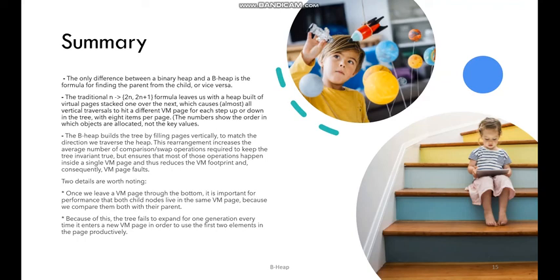Whereas the B heap builds the tree by filling up the pages vertically to match the direction we traverse the heap. This rearrangement increases the average number of comparison or swap operations required to keep the tree invariant true, but ensures that most of those operations happen inside the VM page and thus reduces the VM footprint and the VM page faults. There are two main points to be noted.